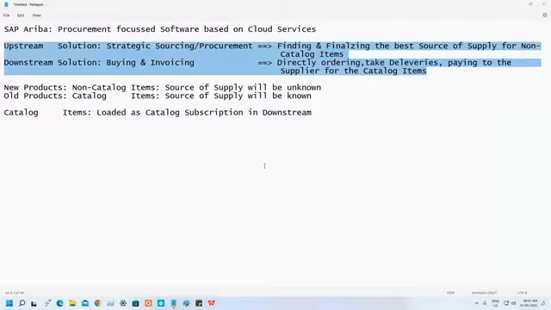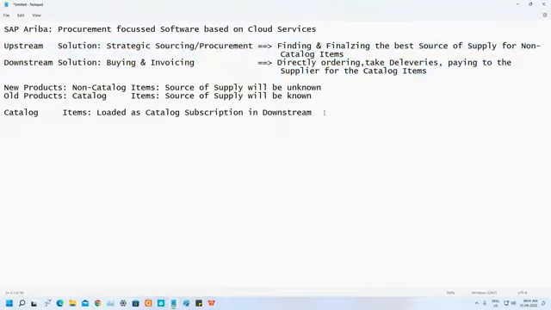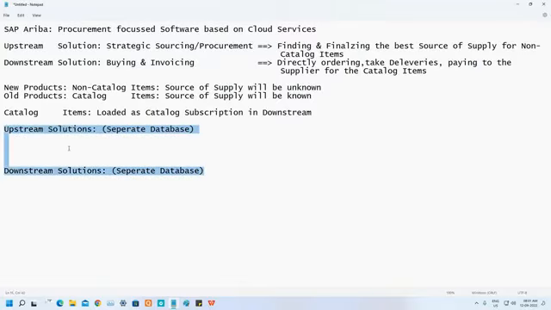Okay, very good. Now, before I go directly into upstream solutions and downstream solutions, you need to understand certain things. And what is that certain thing first? That upstream solution has a separate database. Downstream solution also has a separate database. Very, very important. Now, all of you will say, Manoj, what do you mean by this? That upstream solution has a separate database, downstream solution has a separate database.